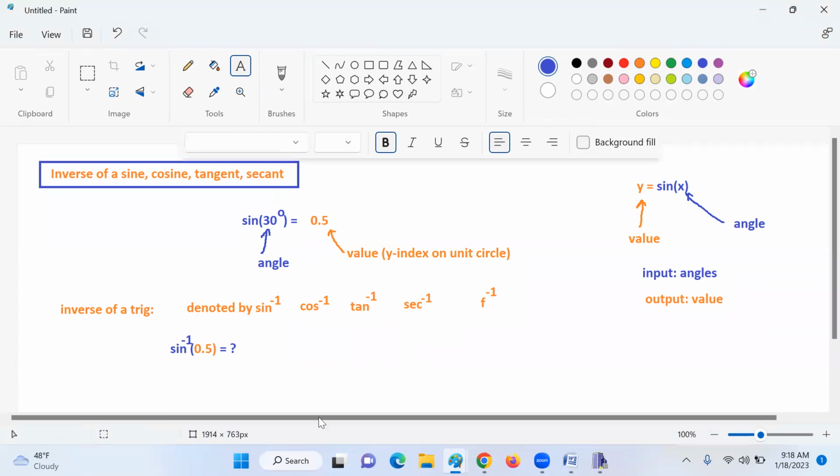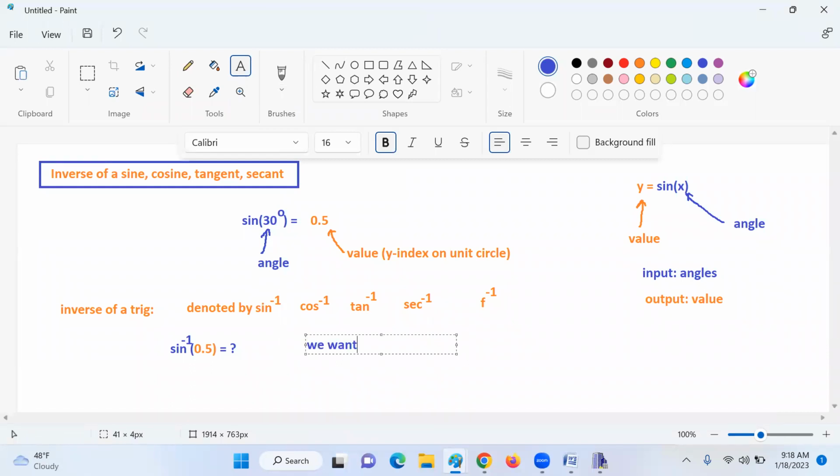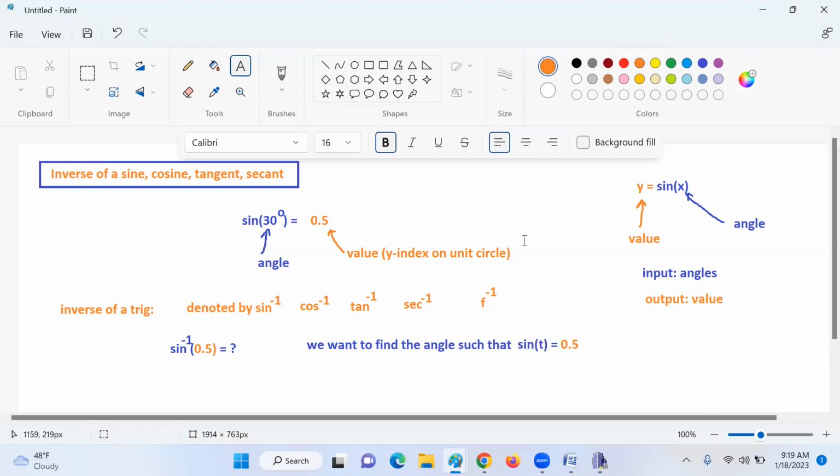Are we good with this? So we want to find the values of the angle. We want to find an angle such that the sine of that angle, we call it t, equals 0.5. Are we good with this? Is that good? Yeah.